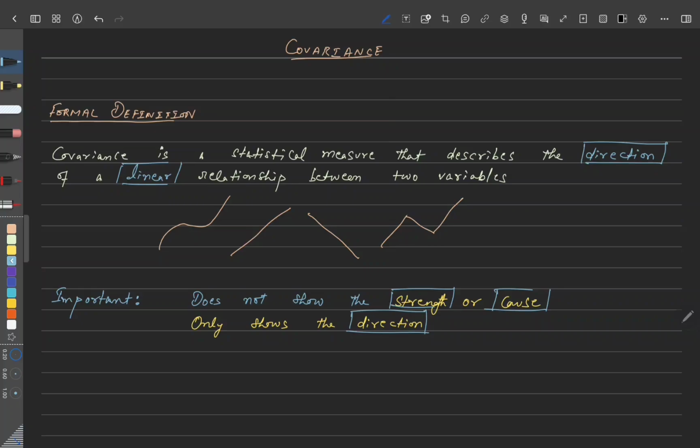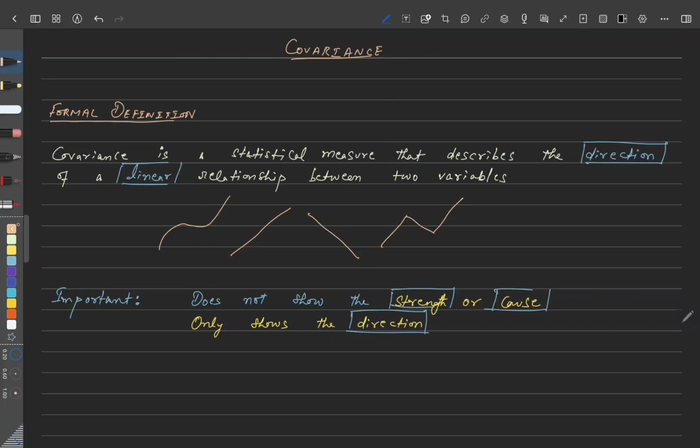When we say strength, we mean whether the two variables are strongly moving together or not, or whether one variable is causing another variable. That is what we mean by strength or cause. Covariance does not show it, it only shows the direction. Whether if one variable is increasing, another is also increasing, if one variable is decreasing, another is also decreasing, or if either of the variables is increasing and another is decreasing. That is the direction it shows.